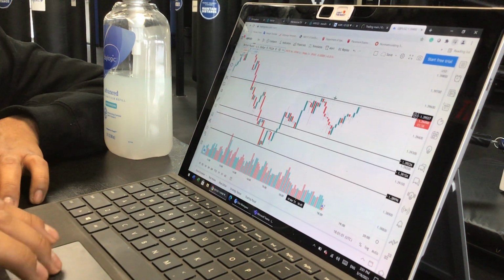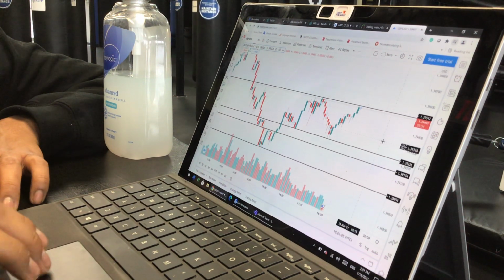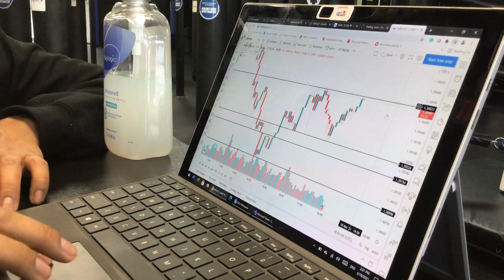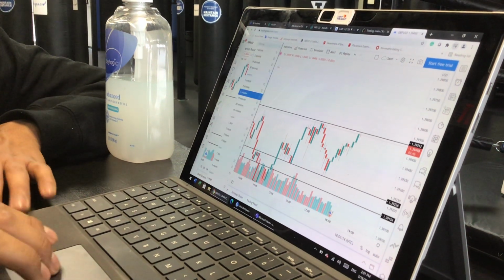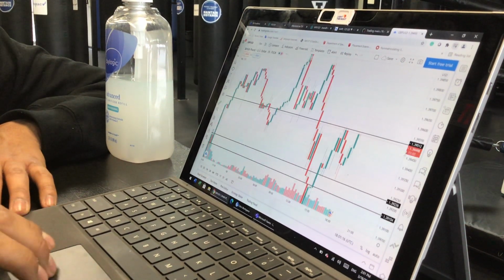Yeah, but like here it touched and then it came down. Here it touched and it came down. Here it touched and it came down. So you would sell. Ideally, but again, we don't know what's gonna happen. This could go up. So let's look at the bigger time frames. Let's see what's gonna happen.